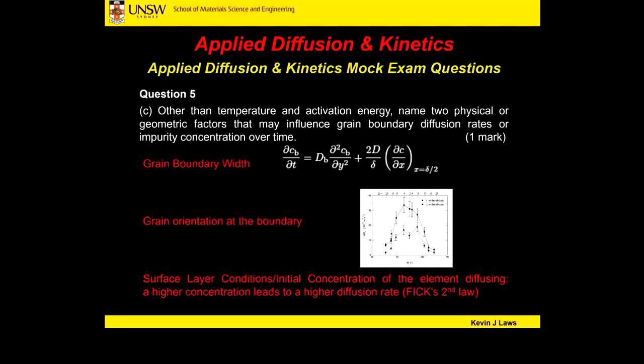Okay. Now, 5C. Other than temperature and activation energy, name 2 physical or geometric factors that may influence grain boundary diffusion rates or impurity concentration over time. All right, so hopefully we recall from our grain boundary diffusion lectures, the key thing that controls diffusion flux down our grain boundary itself, which is a physical or geometry factor, is the width of our grain boundary, delta. Okay? So grain boundary width.